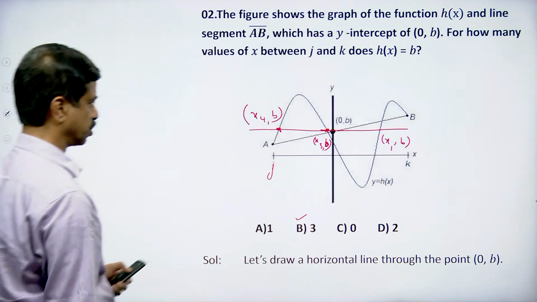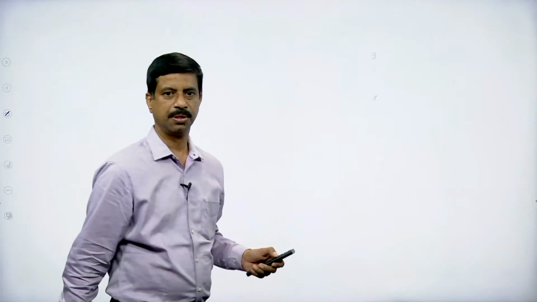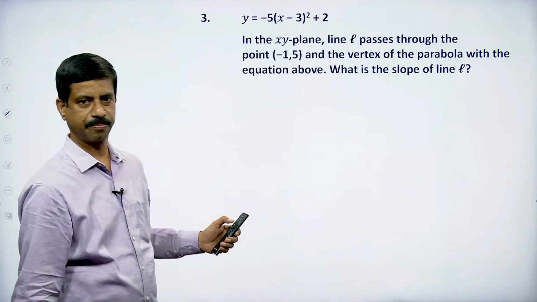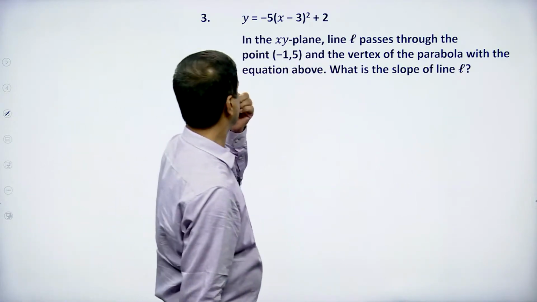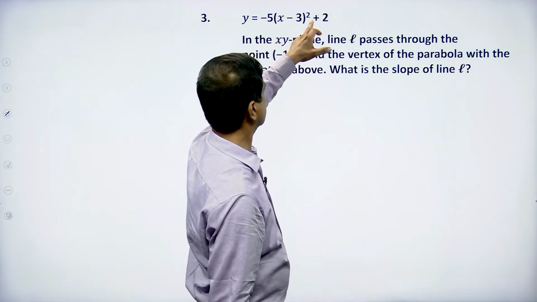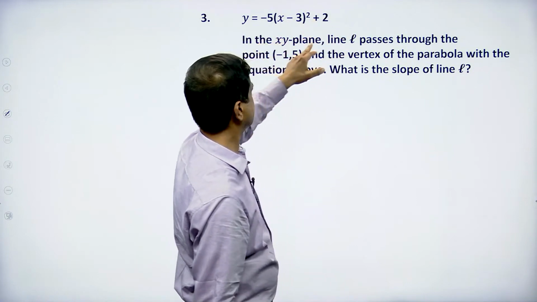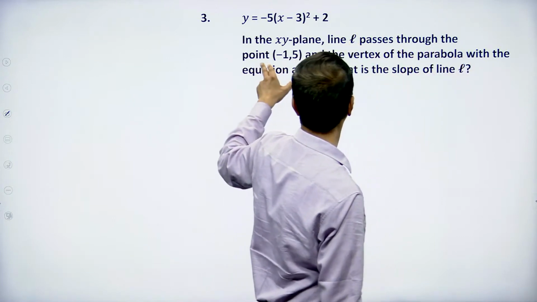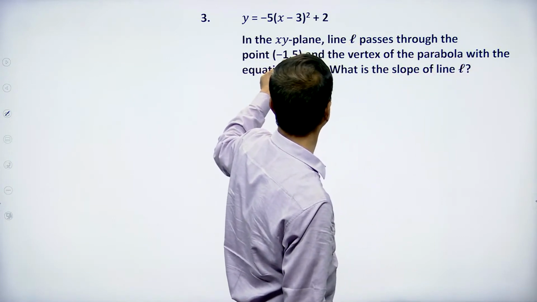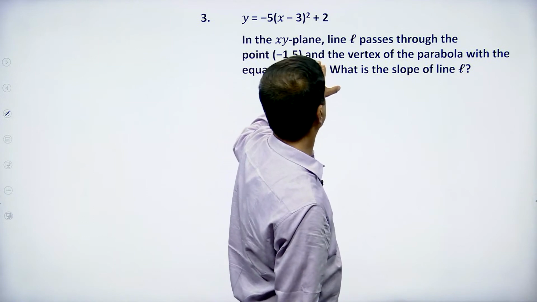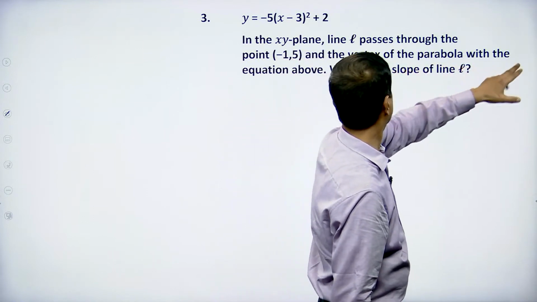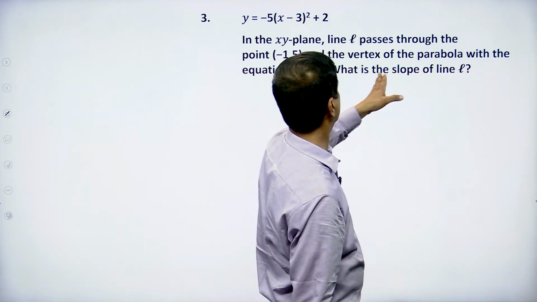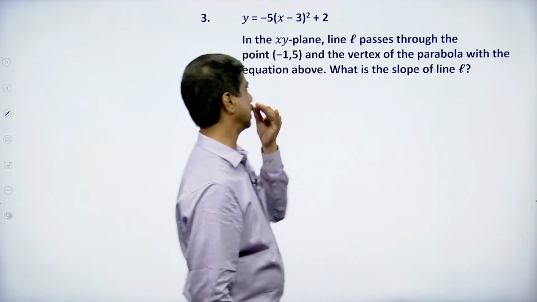Okay children, let's go to the next question. Look at this. y equal to minus 5 into (x minus 3) whole square plus 2 in the xy plane. Line L passes through the point (minus 1, 5), means x is minus 1, y is 5, and the vertex of the parabola with the equation above. What is the slope of the line L?